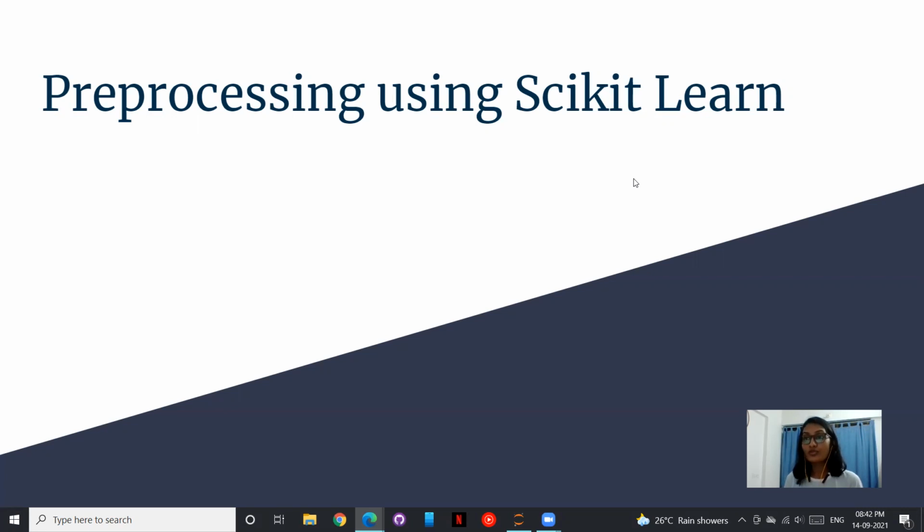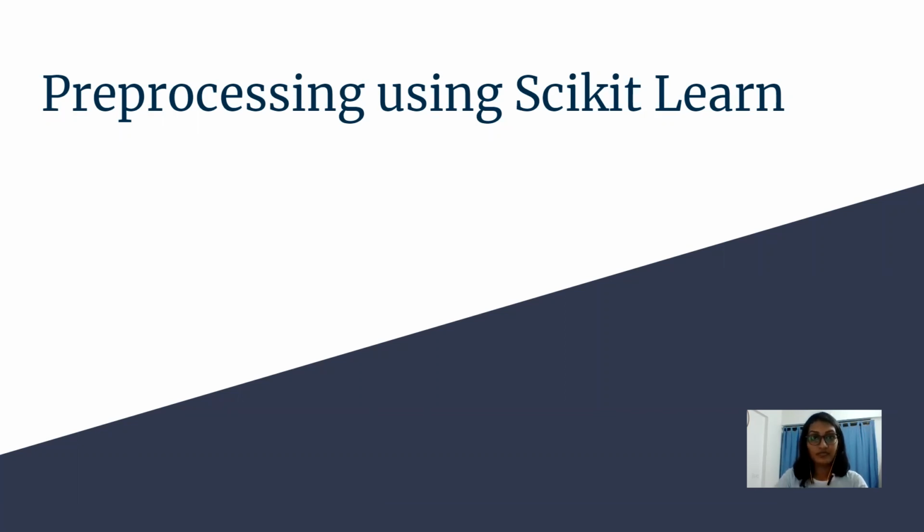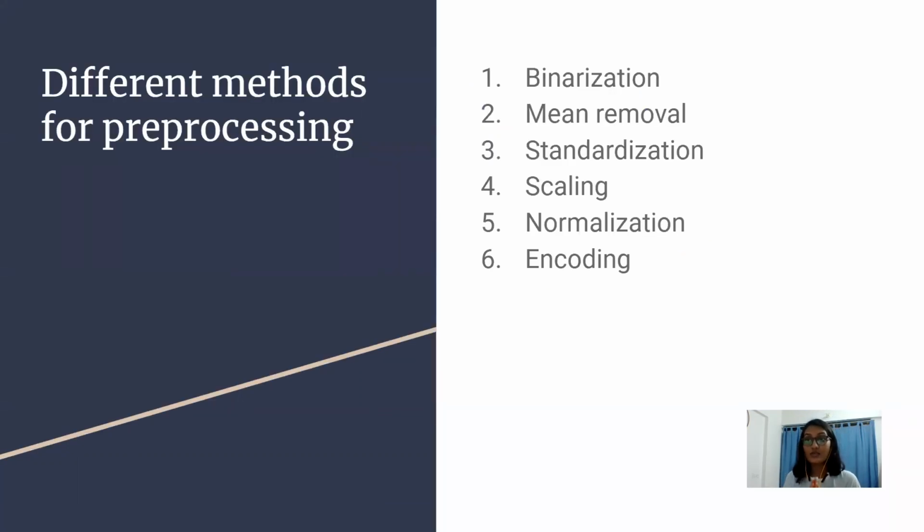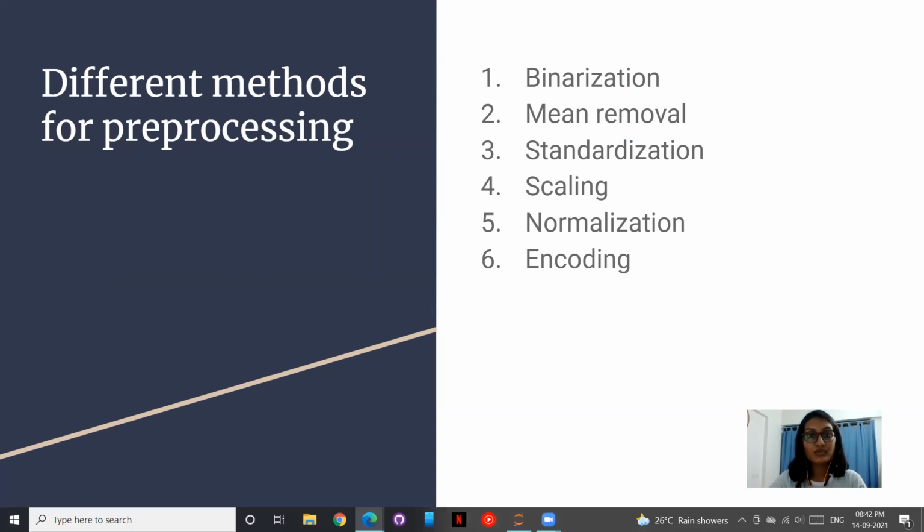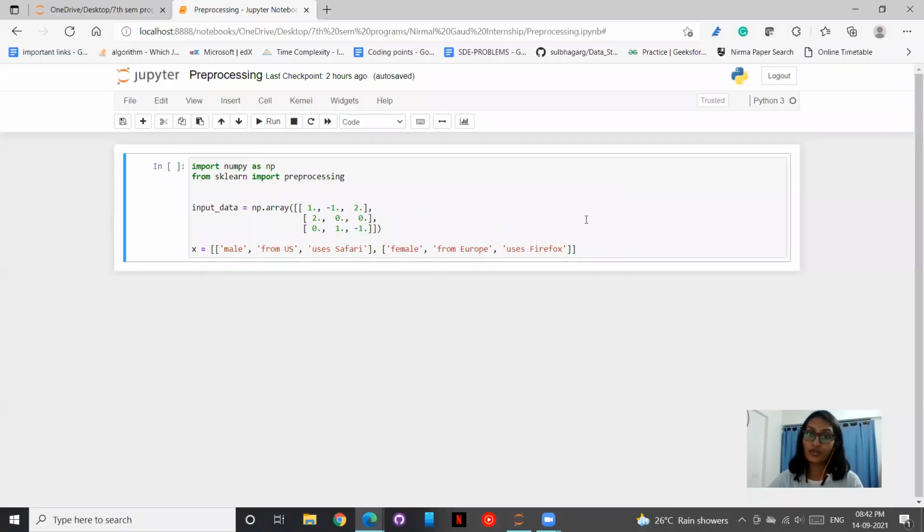Now that we have seen how to take the data set and how to split the data, we'll be moving forward to other functions of scikit-learn, which is pre-processing using scikit-learn. The different methods that we'll be discussing are binarization, mean removal, standardization, scaling, normalization, and encoding. So we'll be moving forward to our Jupyter screen and we'll be coding them one by one, and I'll be explaining them to you.